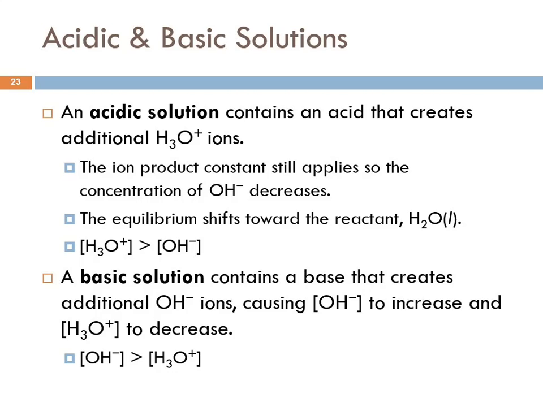But the concentrations of the hydronium and hydroxide ions do not have to be the same in a solution where something else is present. And so in an acidic solution, you've got more of the hydronium. And in a basic solution, you've got more of the hydroxide ion. So you can look at the relative concentrations and see if the solution is acidic or basic.